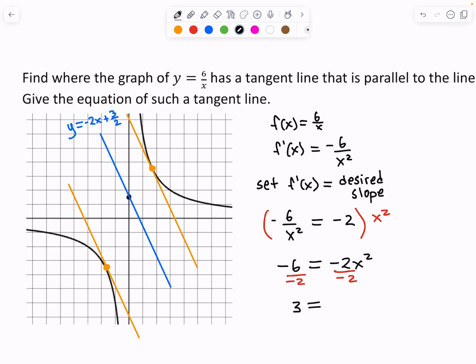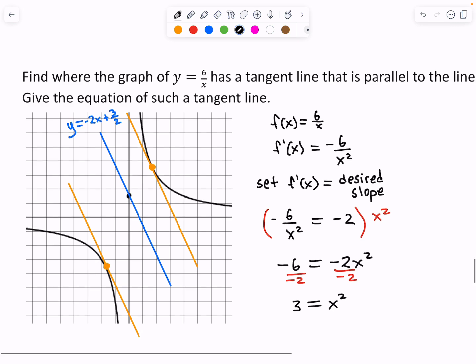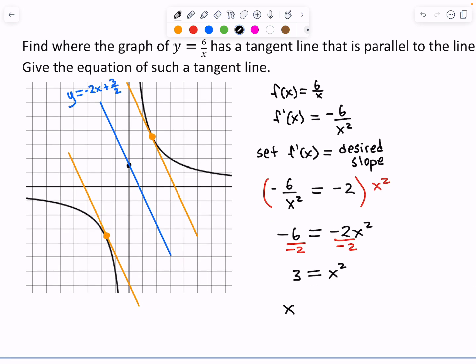So I get 3 is equal to x squared. And then solving for x, take the square root of both sides. Now you're going to have to say x is plus or minus the square root of 3. Square root of 3 is about 1.7. So these are the two x coordinates of these orange points in our graph.